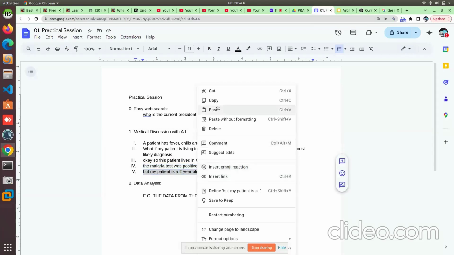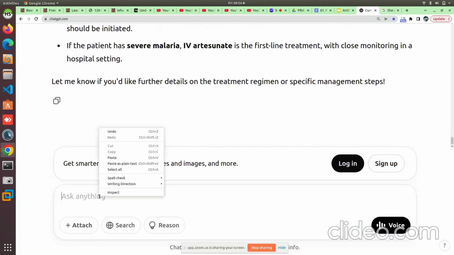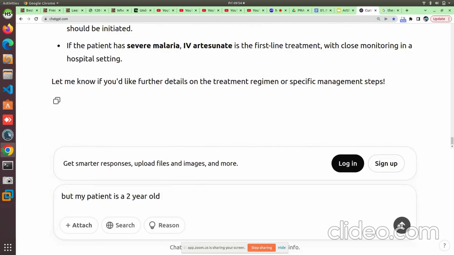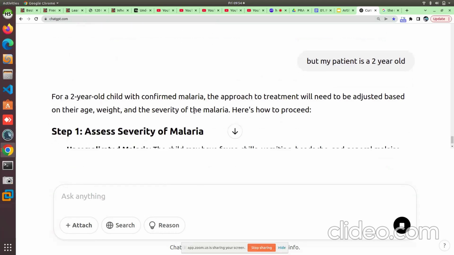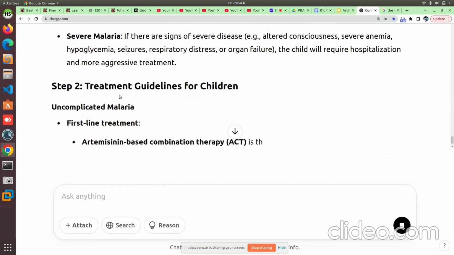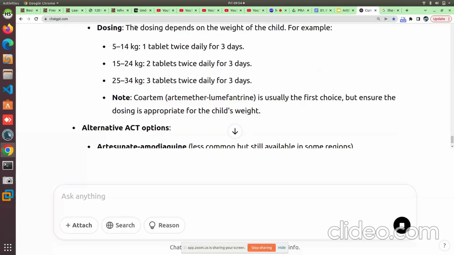Now I want to, so I'm saying that, but my patient is 3 years old. Because it was talking about pregnancy and everything, I just wanted to zoom in on a particular area. So once I say my patient is 3 years old, then for a 3-year-old, it gives the clinical guidelines with the dosages and everything. So even when you've forgotten your dosage, you can just ask ChatGPT. Of course, as I earlier said, it depends on who trained it and what information they've used to train it.